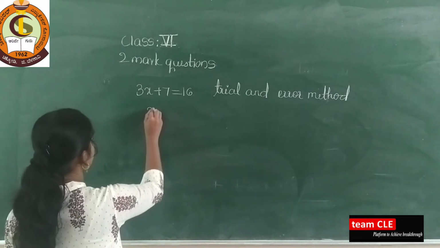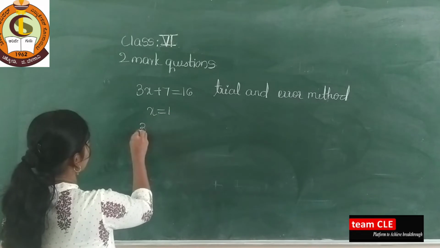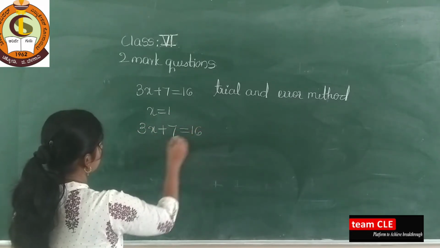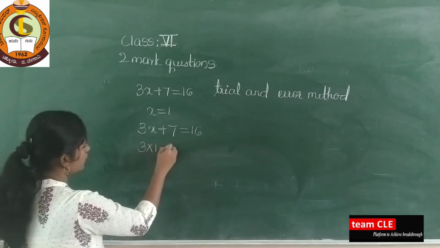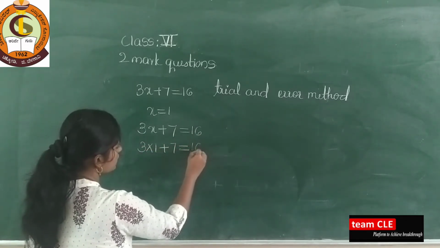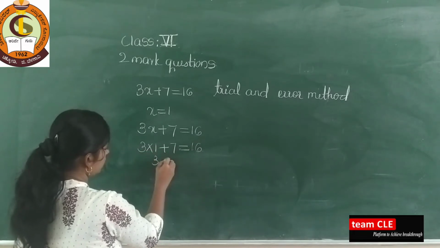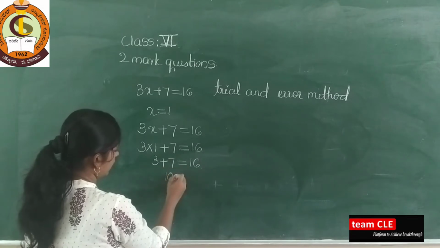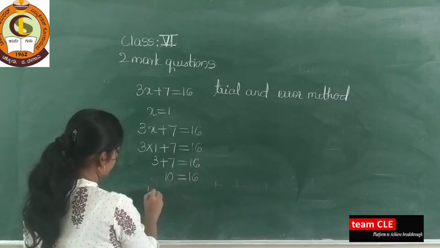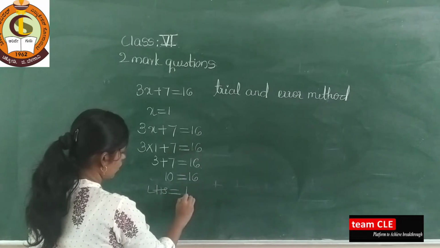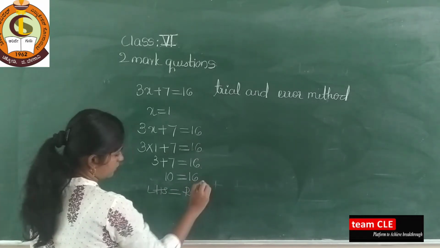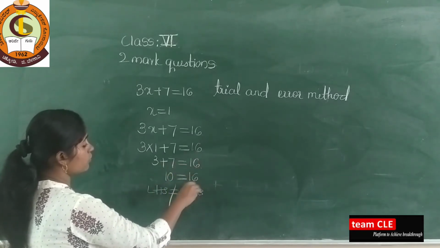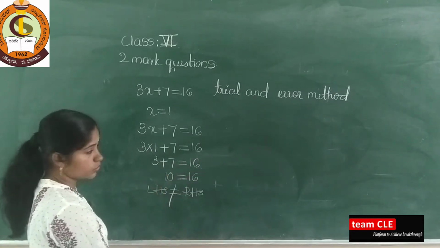So put here x is equal to 1 and write 3x plus 7 is equal to 16. 3 into 1 plus 7 is equal to 16. 3 ones are 3 plus 7 is equal to 16. 3 plus 7 is 10 is equal to 16. So here you write LHS is not equal to RHS, because until you put the x values you will not get LHS is equal to RHS.